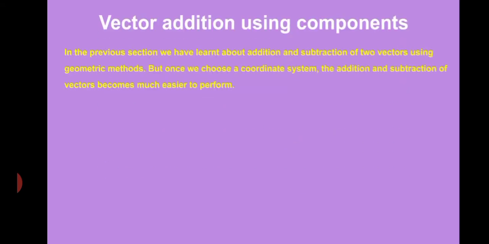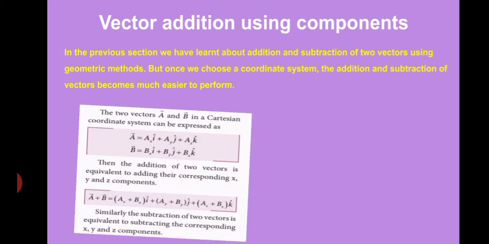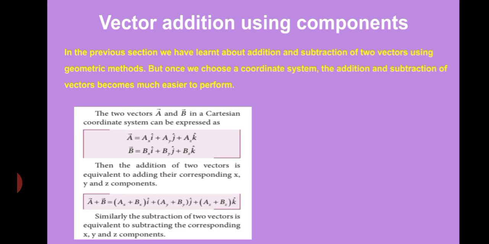Vector addition using components. In the previous section, we learned about addition and subtraction of two vectors using the geometric method. But once we choose a coordinate system, the addition and subtraction of vectors becomes much easier to perform. The two vectors A vector and B vector in a Cartesian coordinate system can be expressed as A vector equal to Ax i cap plus Ay j cap plus Az k cap. Here B vector is equal to Bx i cap plus By j cap plus Bz k cap.